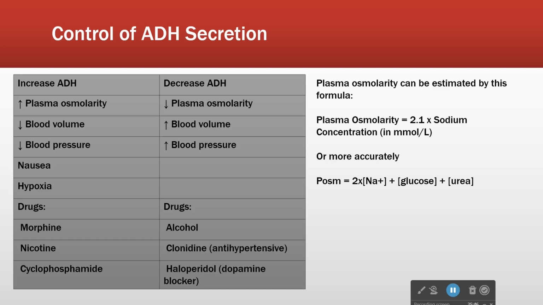Anything that causes nausea tends to increase ADH, right? So like patients who are undergoing chemotherapy can end up holding on to fluid incorrectly, because the nausea is triggering the release of ADH instead of the osmolarity. Morphine, nicotine, cyclophosphamide all can increase ADH, as can hypoxia.